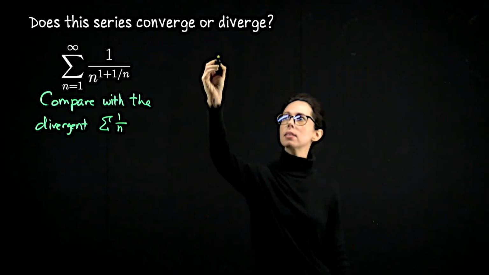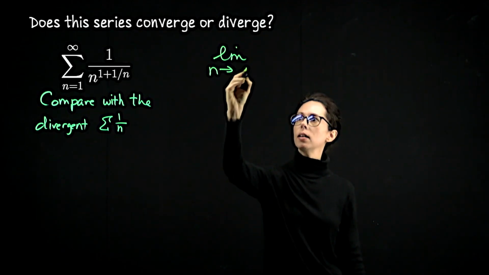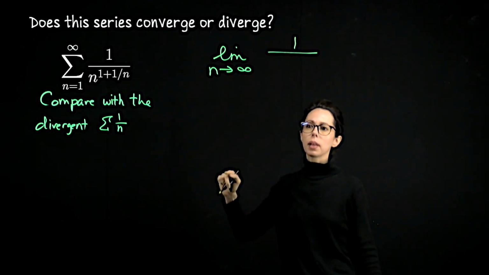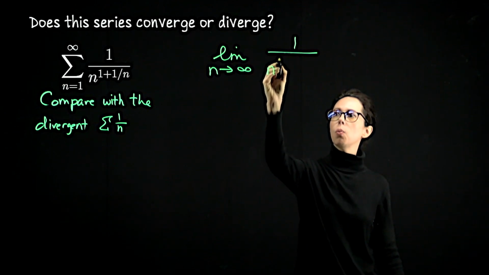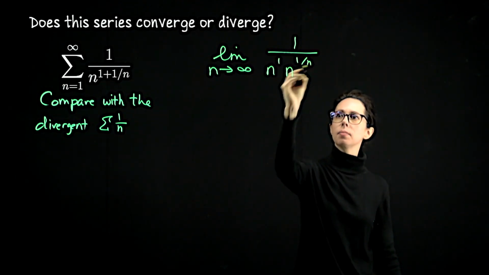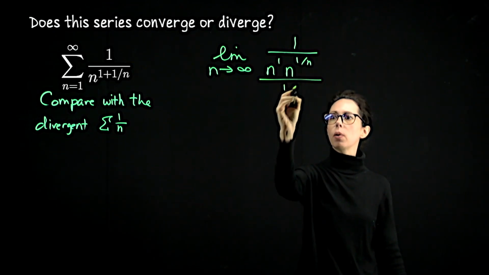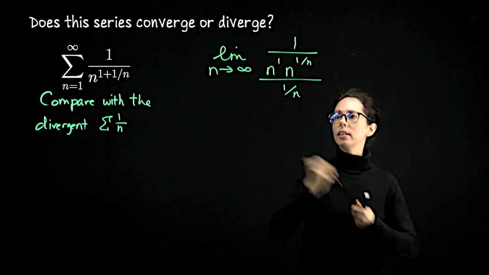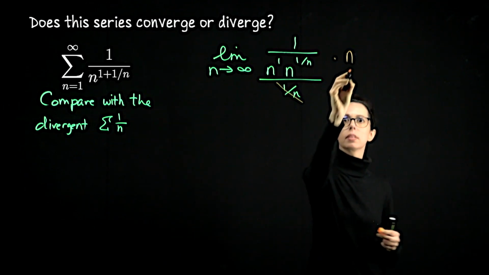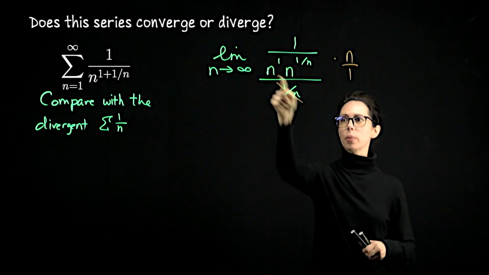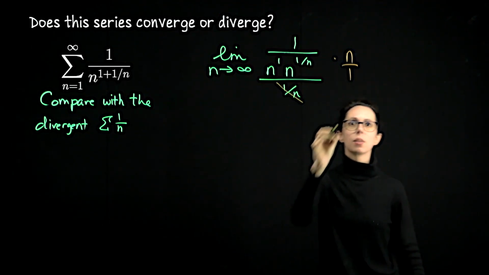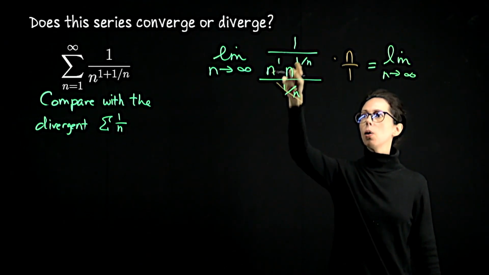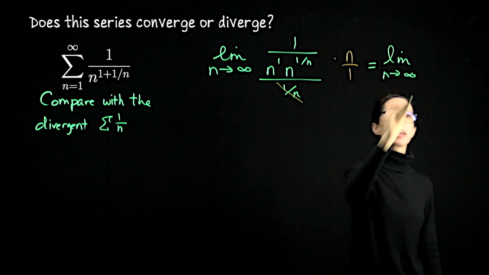So let's do the limit as n goes to infinity of 1 over, I could actually write n to the 1 plus 1 over n as the quantity n to the 1 times n to the 1 over n. So that's just using exponent rules. Divide this by 1 over n. And what's going to happen is, dividing by 1 over n, I could rewrite this as multiply by n over 1 if you want. This n will cancel with this n. That's what I'm trying to get to. So this will be the limit as n goes to infinity of overall 1 divided by n to the 1 over n.